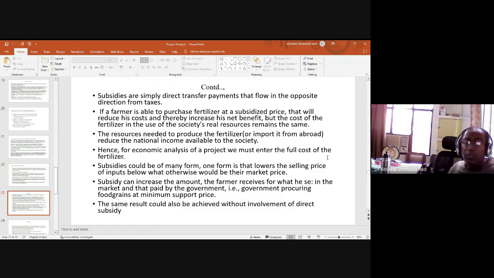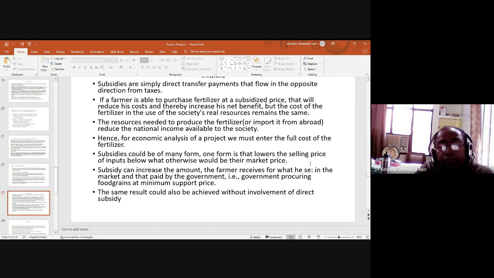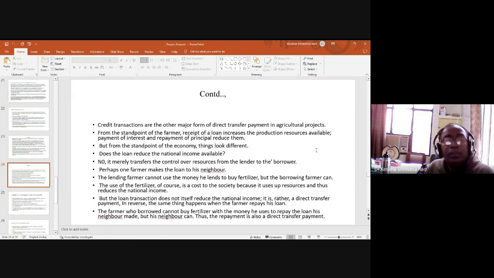Subsidies could be of many forms. One form lowers the selling price of inputs below what otherwise would be their marketplace price. A subsidy can also increase the amount the farmer receives for what he sells in the market, the difference being paid by the government. Then there is the government procuring food grains at minimum support price. That is also one type of aspect which we can see. The same result could also be achieved without involvement of direct subsidy. In some situations this type of thing will also happen. Yes, there are some other activities which are related to this.